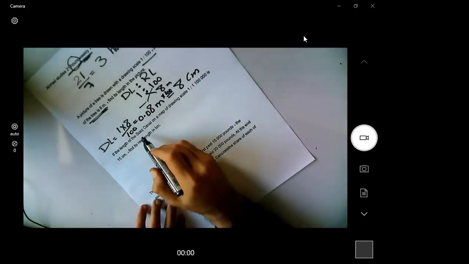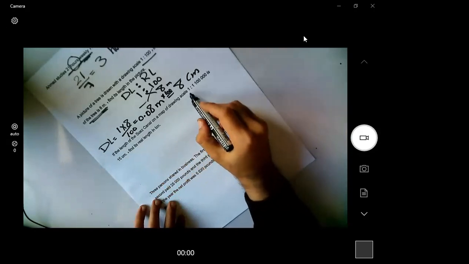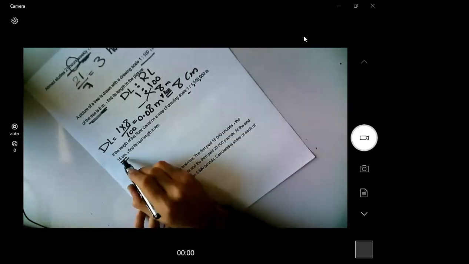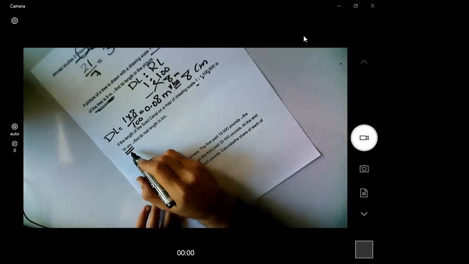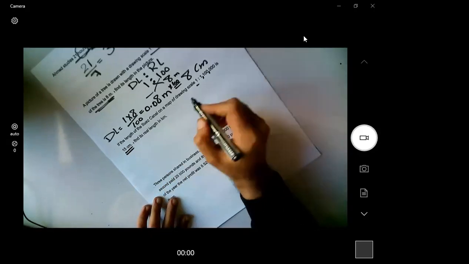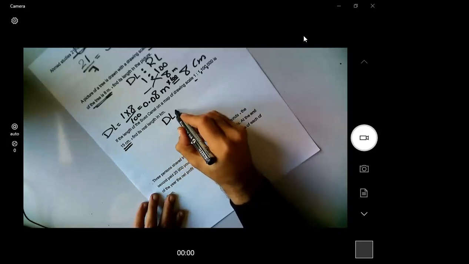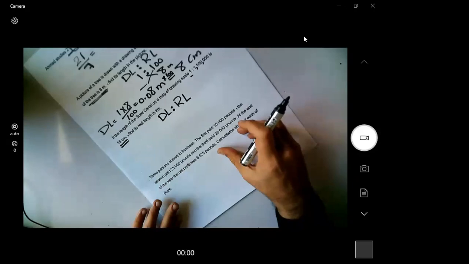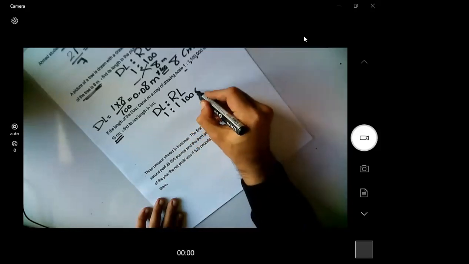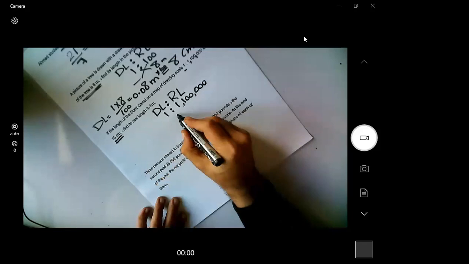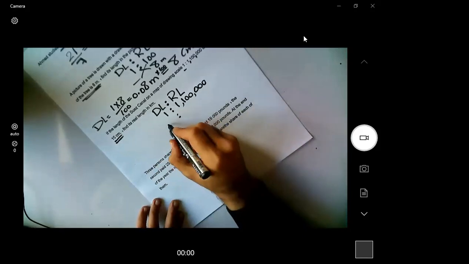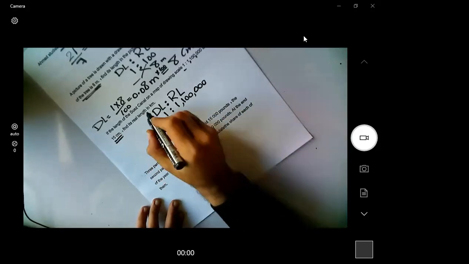The length of the Suez Canal on a map, where the drawing scale is 1 to 1,100,000, is 15 centimeters. The length on the map is 15 centimeters. So is the 15 centimeters drawing or real? Drawing. The drawing scale is a ratio between drawing length and real length. So the scale will be 1 to 1,100,000. The 15 is a drawing, so we put it under drawing: the drawing length is 15 centimeters.